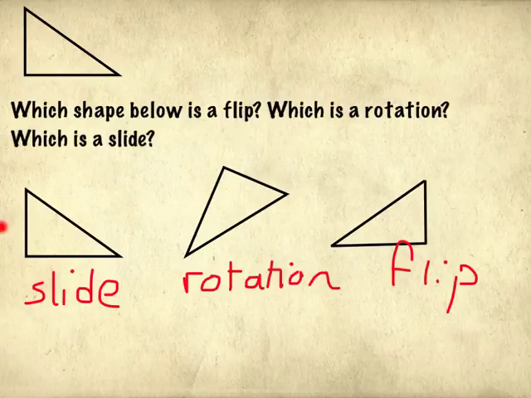And here are your answers. This is a slide because it still looks the same. This is a rotation. The shape has the same orientation, it's just been turned. And this is a flip because we've actually taken this guy and flipped him over and made a reflection, like if you're looking in a mirror.